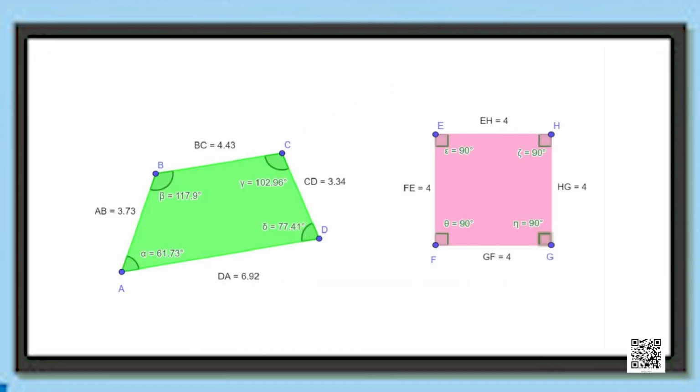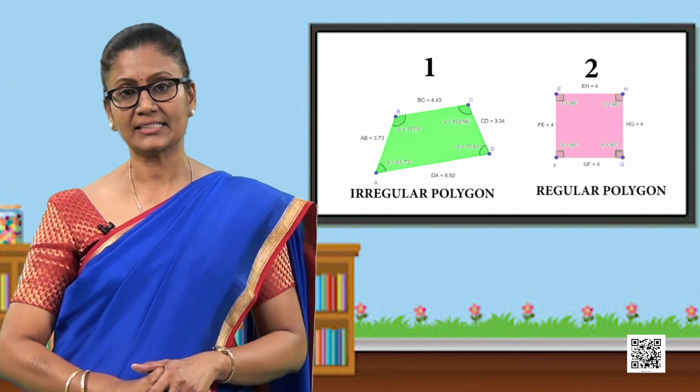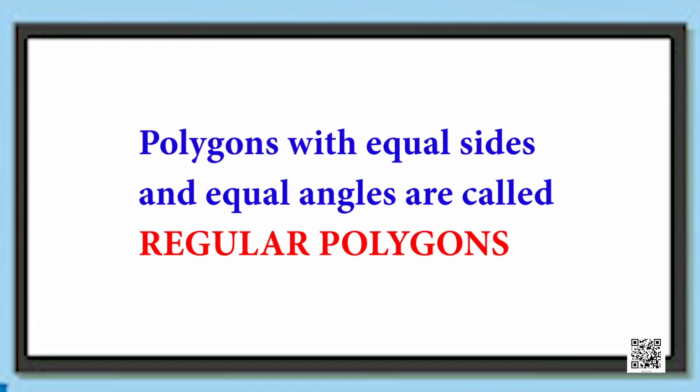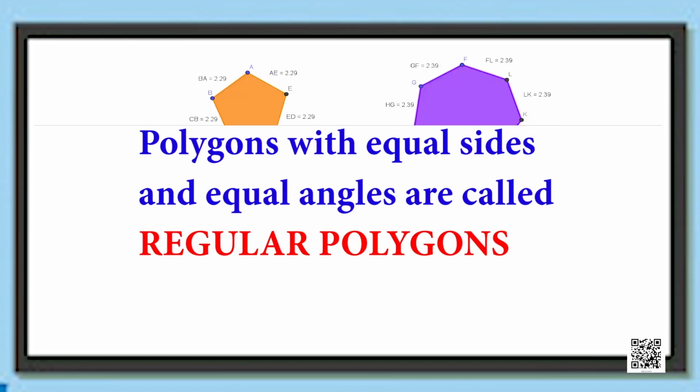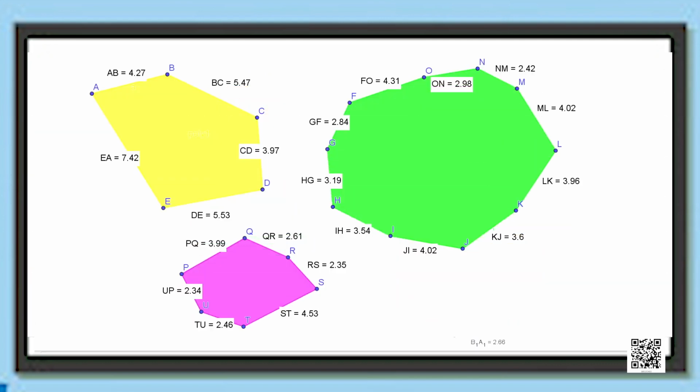Now look at these polygons on the screen. Both of them are four-sided polygons. So they are quadrilaterals, but there is a difference between them. Can you find it out? Yes, the second polygon has got equal sides and equal angles, but the first one does not. Hence, polygons with equal sides and equal angles are called regular polygons. Here are some more examples of regular and irregular figures.